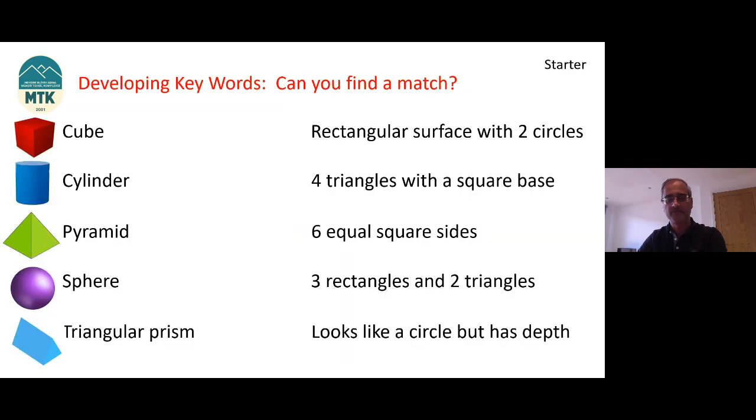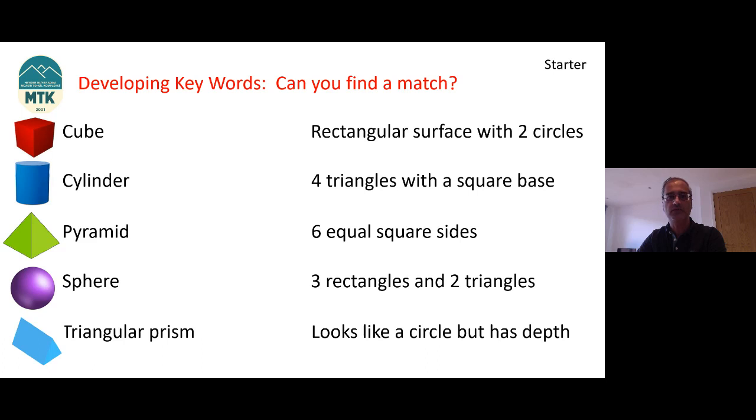Okay, children, next one. So here we are, developing keywords. What we're going to do is match all the shapes that are on the left. You see some red, blue, green, and purple shapes. All of these shapes have names. So we've got a cube, which is the first one. We have a cylinder. We have a pyramid in green, a sphere in purple, and a triangular prism right at the bottom. So these are all of our 3D shapes that we're going to be looking at in our lesson today. So we're going to find some descriptions to match them.